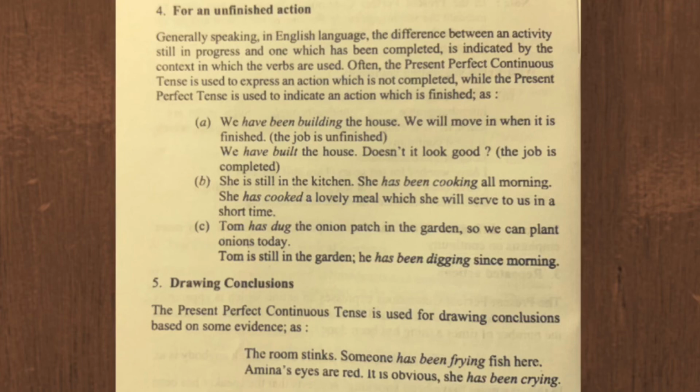Point 5. Drawing conclusions. The present perfect continuous tense is used for drawing conclusions based on some evidence, as: The room stinks. Someone has been frying fish here. Amina's eyes are red. It is obvious she has been crying.